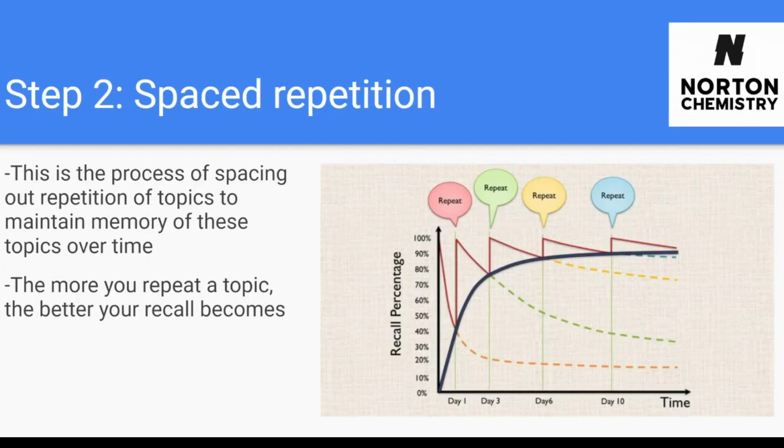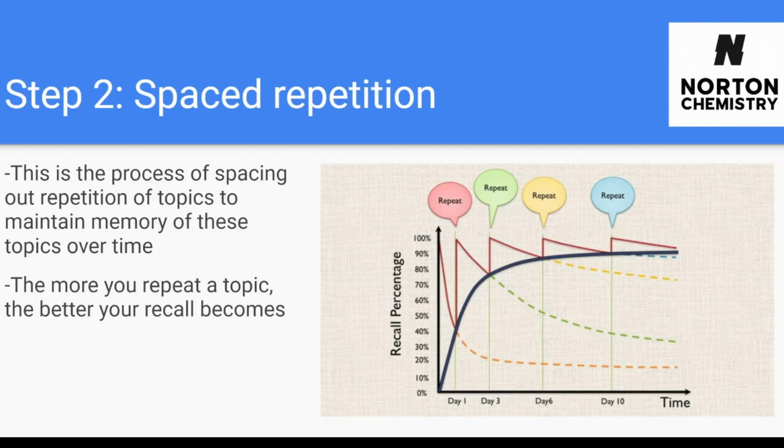Step 2. Spaced repetition. Spaced repetition is the process of spacing out the repetition of topics to maintain memory of these topics over time. The graph on the right shows that on day 1, when you first learn a topic, your memory is 100%, but over the next 3 days you rapidly lose memory of that topic. Reviewing it on, say, for example, day 3, helps you refresh your memory and restores your recall percentage to 100%.